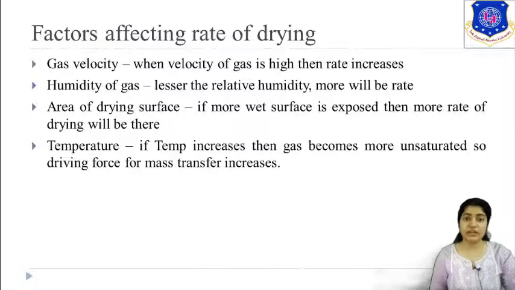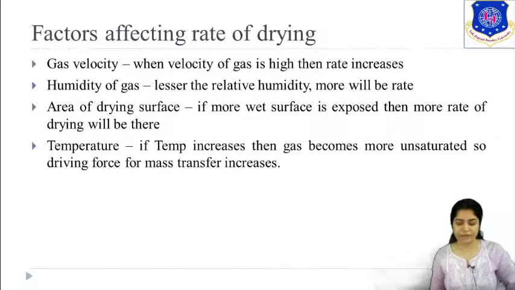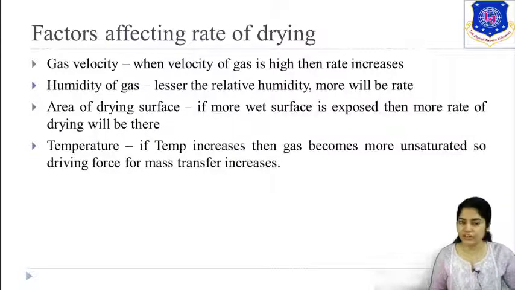Next factor is your temperature. This we will be studying in psychrometry, how temperature is related here, but for instance just learn that if the temperature increases, then your gas becomes more unsaturated. More unsaturated means the amount of water vapor in your gas is less. It means your driving force for mass transfer has increased. The higher the driving force, the more would be your rate. Temperature of what? Temperature of the gas which you are using to dry. So these are the factors that affect your rate of drying.